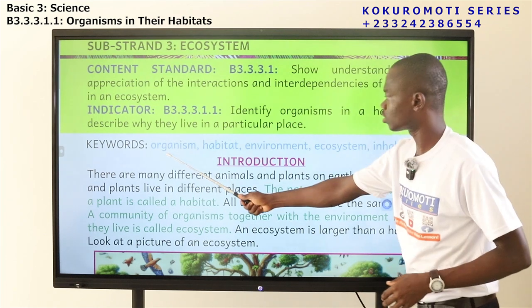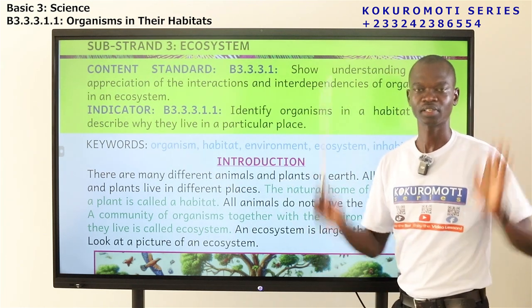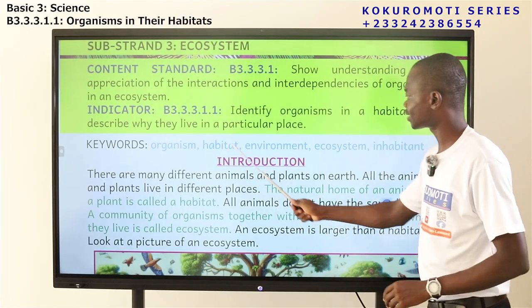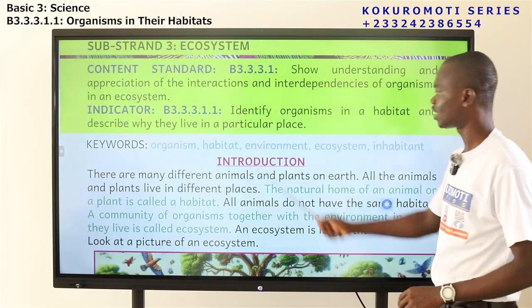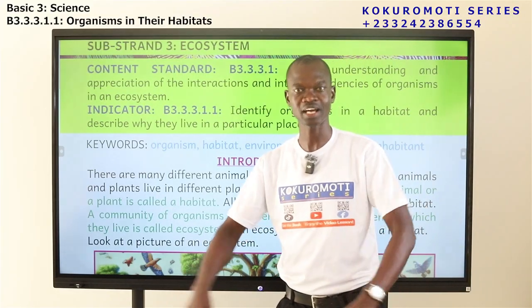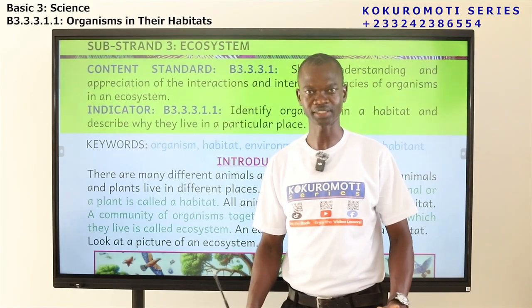These are some of the key words we are going to look at. The first one is organism. Organism means living thing. The next word is habitat. Habitat is a place where living things live. I hope you get it.